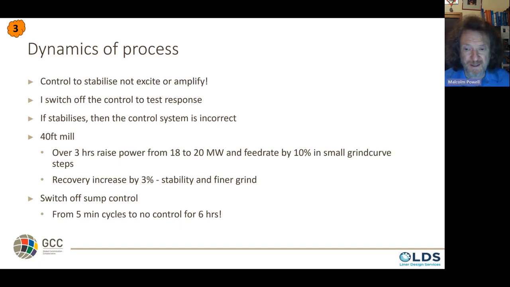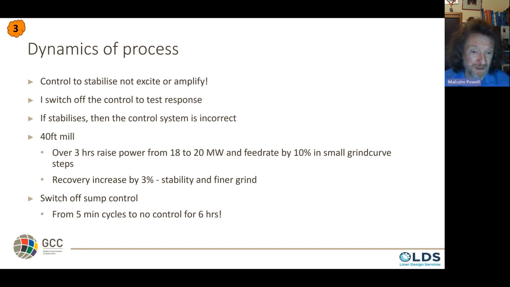And then because I'd stabilized it, despite having a higher feed rate and more power, we've got a finer grind, a more stable grind going to the ball mill. And the recovery, there was enough time to measure the online recovery downstream, had gone up. So complete win, and I'd switched off the control system. So nothing special on my side, just stabilized it. So it showed a bad control system.